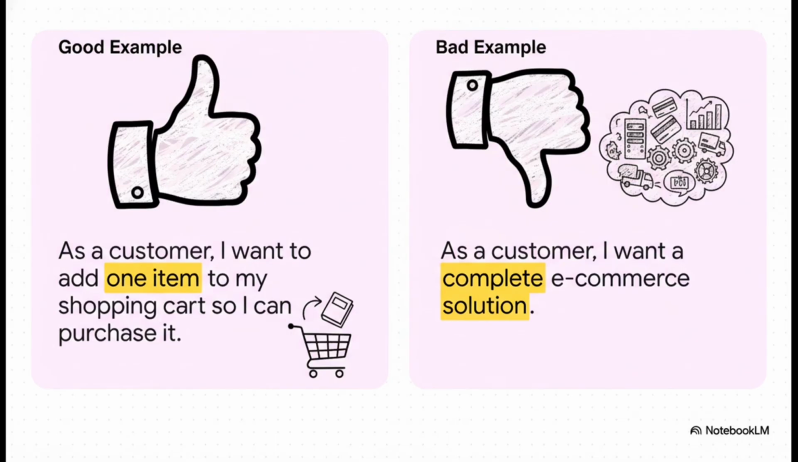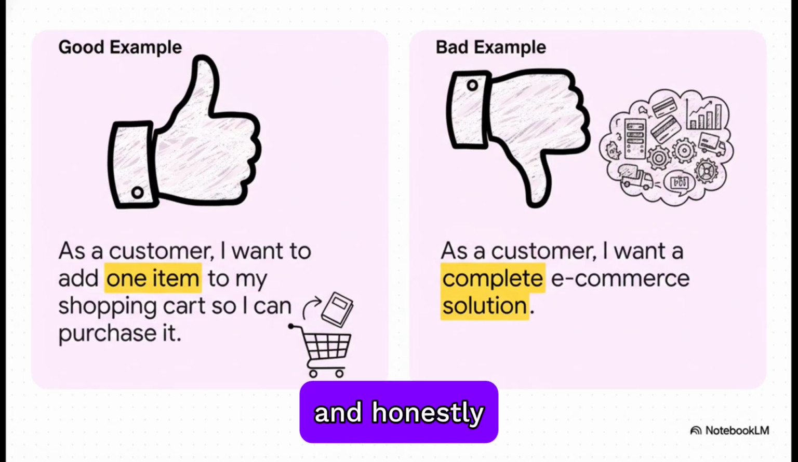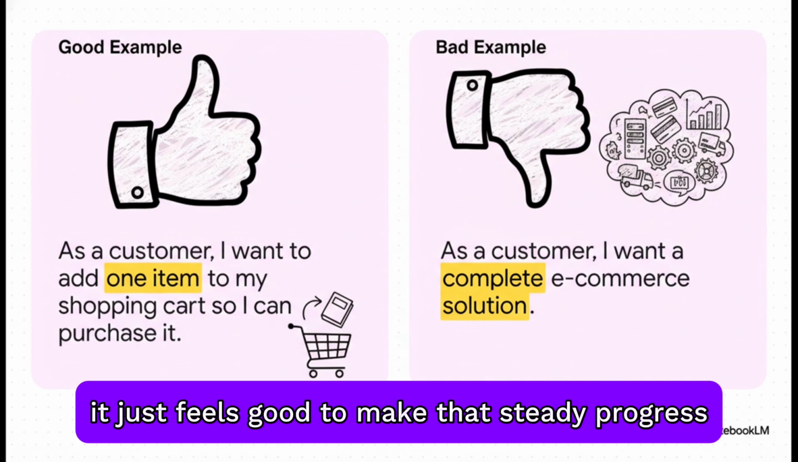Let's just take the S for small to see how critical this is. The example on the left, that's a perfect user story. It's focused, it's clear, you can get it done. The one on the right, whoa. That is not a story, that is an entire business plan. As Lean Wisdom points out, trying to tackle something that big all at once is just a recipe for failure. Keeping stories small reduces risk, and honestly, it just feels good to make that steady progress.